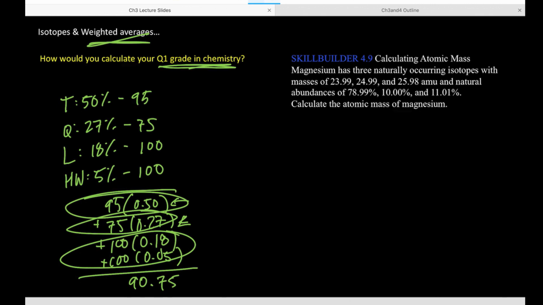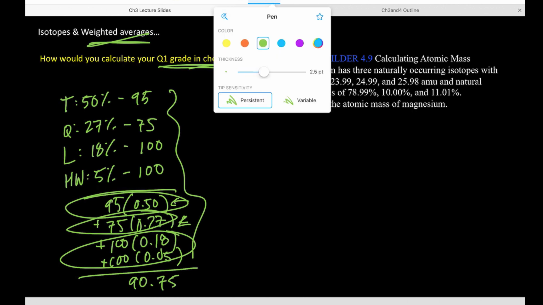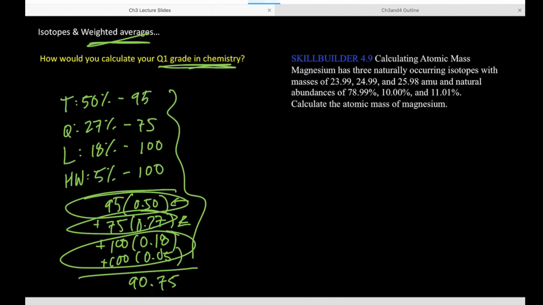All right, so calculating atomic mass, which is going to be the exact same thing we just did over here. Magnesium has 3 naturally occurring isotopes with masses of blah, blah, and blah, and natural abundances of blah, blah, and blah. Calculate the atomic mass of magnesium. So same principle. Note that these masses are similar to, but not the same as, your mass number. So this isotope probably has a mass number of 24, but its mass is not going to be exactly 24. Does that make sense? And that's always how it's going to be.